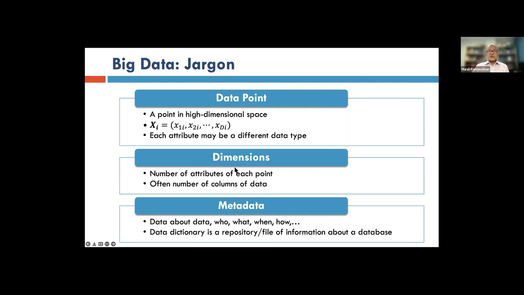We talk about the term dimensions, and that refers to the number of attributes of each point or case. So D is the number of dimensions. For those of us who think simply in terms of Excel spreadsheets or statistical spreadsheets, it's the number of columns of data. And then, of course, there's the buzzword metadata. Metadata is data about the data: who, what, when. Many of us in the statistical space are also familiar with the idea of a data dictionary, which is a repository or a separate file with information on the variables in a database. For example, whether you measured something in nanograms per mil or picograms per mil, the data dictionary is a place you look.